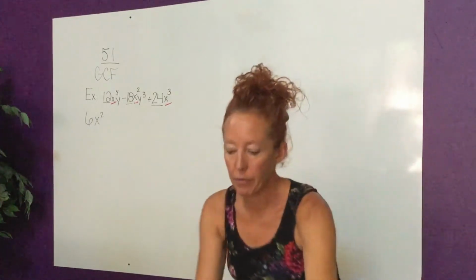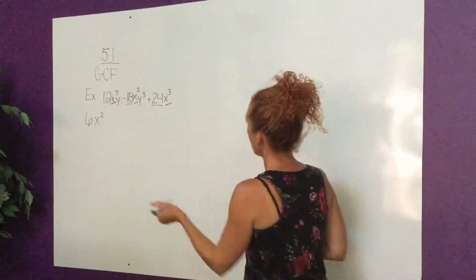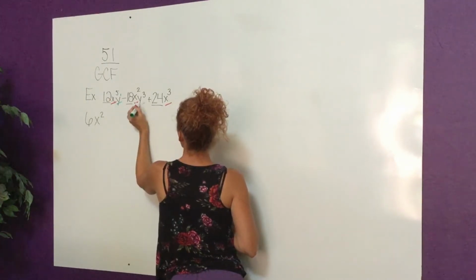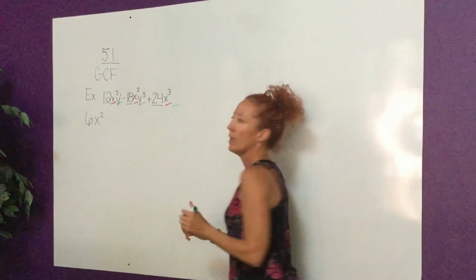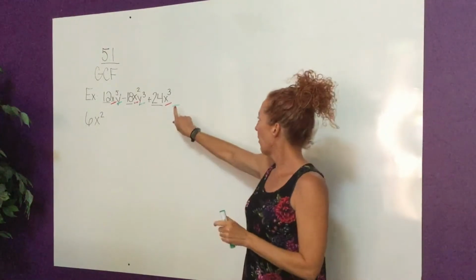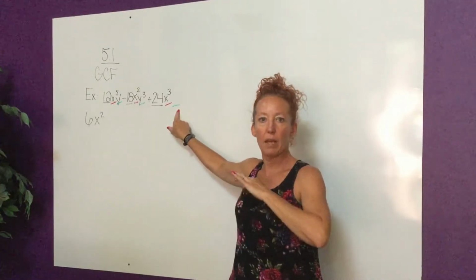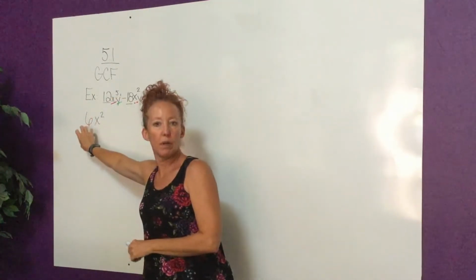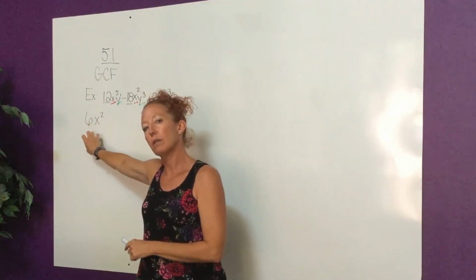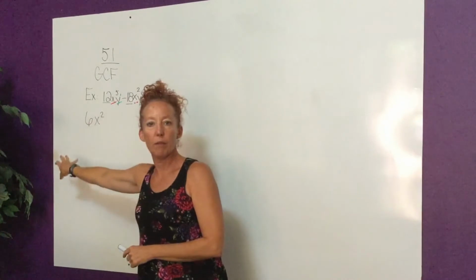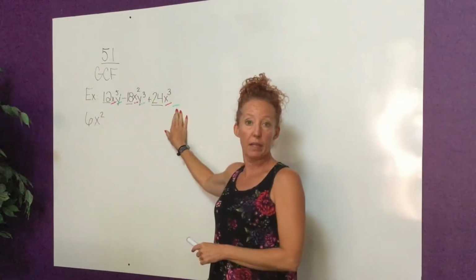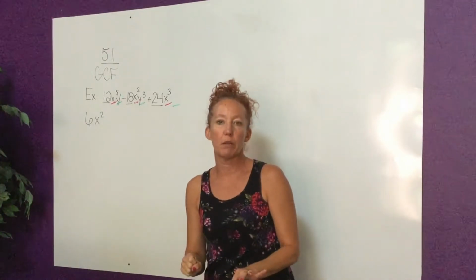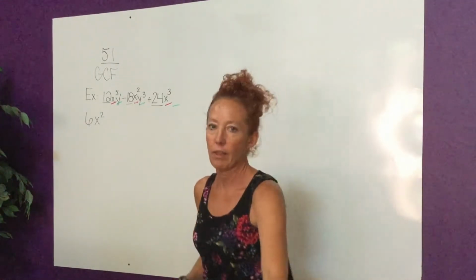Now let's think about the y's. I have y, remember there's a little 1 right there, so I have y to the 1st, y to the 3rd, and I have no y's at all. Since this back term has no y's, we can't possibly pull a y out to the front because we can't divide that out because it doesn't exist back here. So if you can't pull it out of every term in your polynomial, you don't do anything with it.